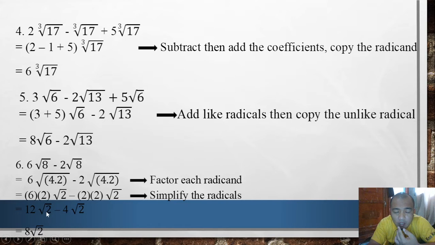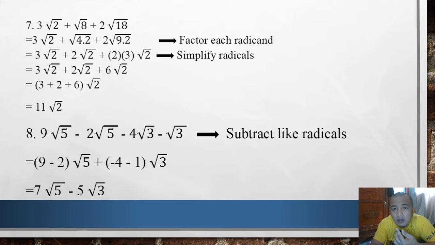Okay, similar radicals, so subtract their coefficients. 12 minus 4 is 8. 8 square root of 2. Yan. Meron pa, number 7. 3 square root of 2 plus square root of 8 plus 2 square root of 18.